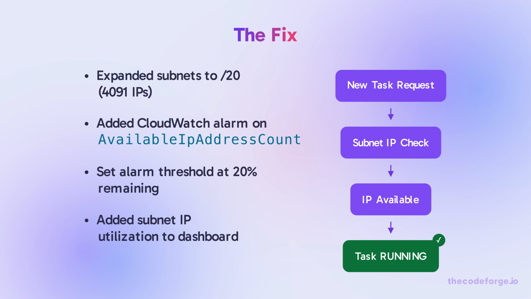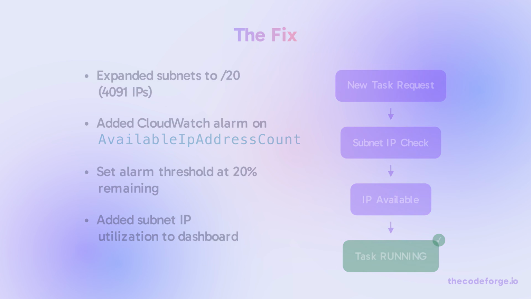The fix was to expand subnets to 20 using secondary CIDR blocks, providing 4091 usable IPs per AZ. We added a CloudWatch alarm on the available IP address count metric at 20% remaining. Now, we monitor subnet IP utilization and alert before exhaustion.